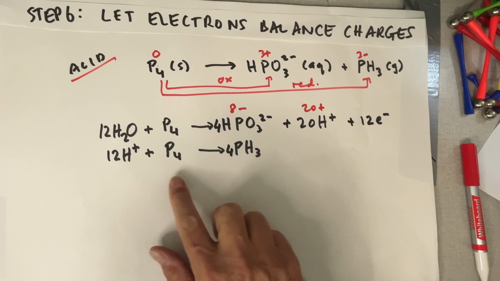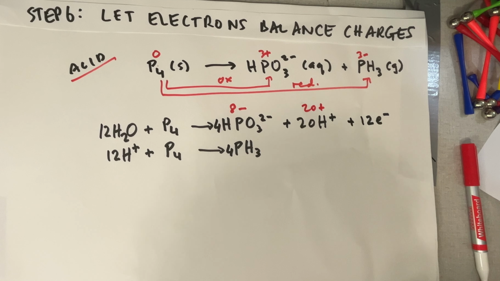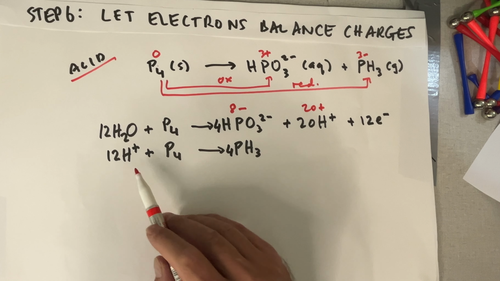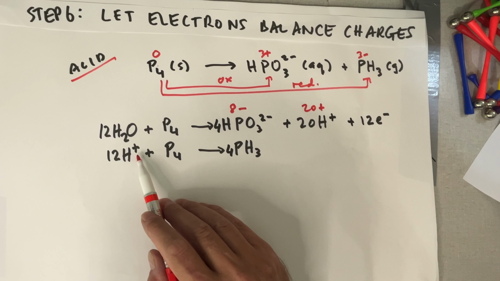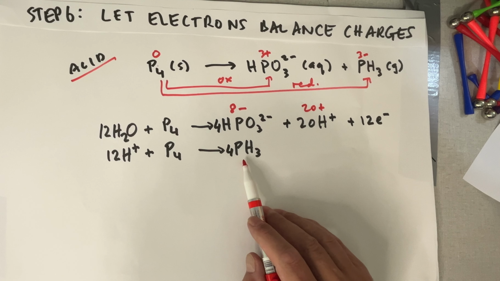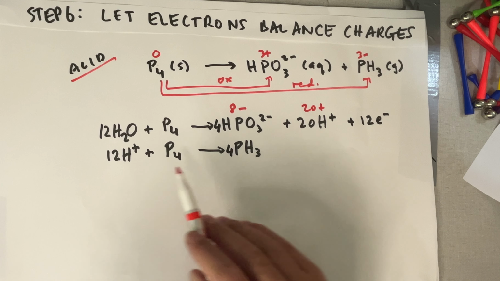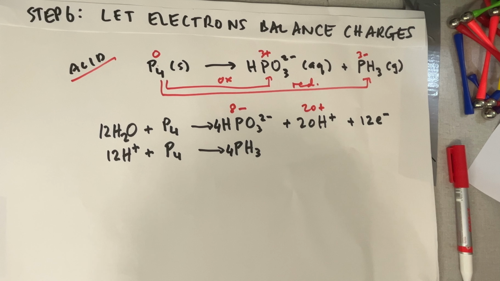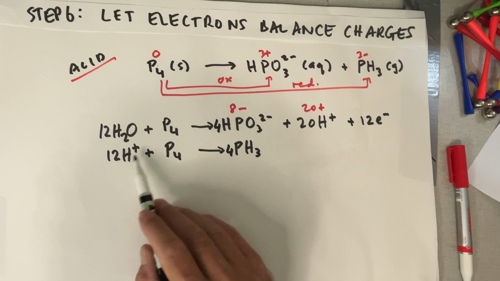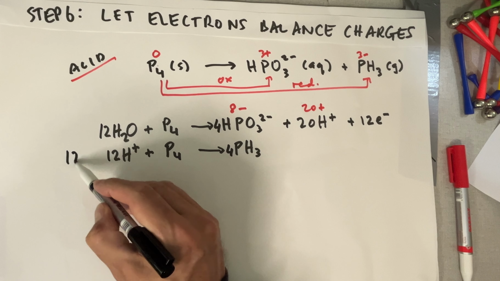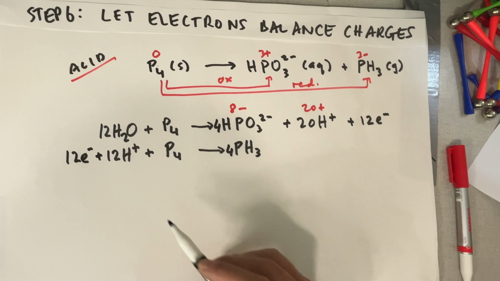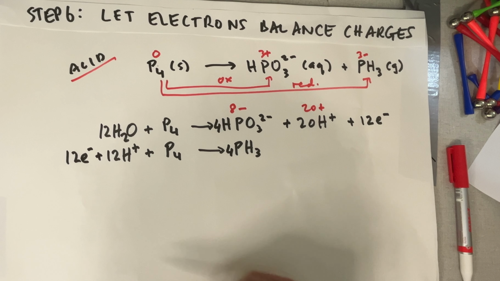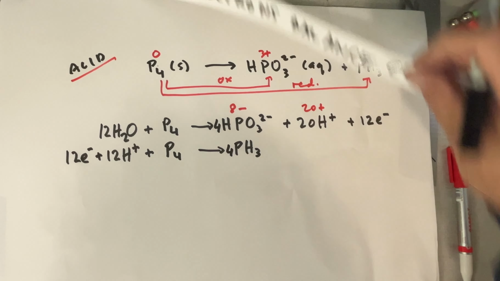And then if one looks at this side, you have 12 H pluses here, neutral, neutral. So you're going to need 12 electrons to balance these 12 H pluses. And they will go here, 12 electrons, like that. And that is then all the electron charges balanced.